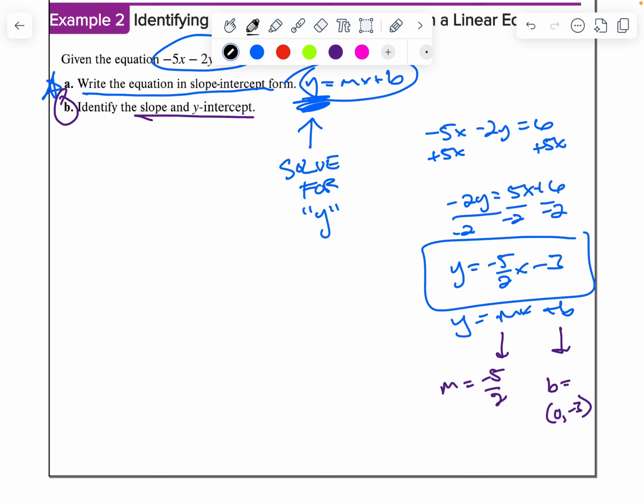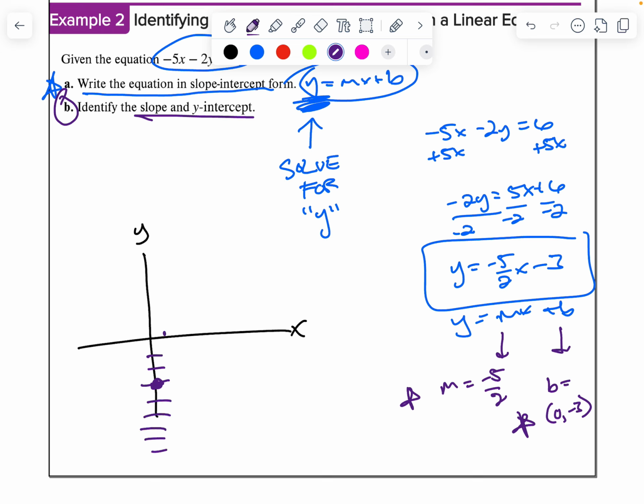And if we wanted to graph that, I would start at the y-intercept. We're always going to start with the y-intercept, 0, negative 3. That's here. Then we're going to use the slope to find our next point. So m equals negative 5 over 2. I need to go down 1, 2, 3, 4, 5 over 1, 2. Remember, that's a rise over run. I'm rising negative 5. That means I'm going down 5. And I'm running 2. This is always a rise over run.